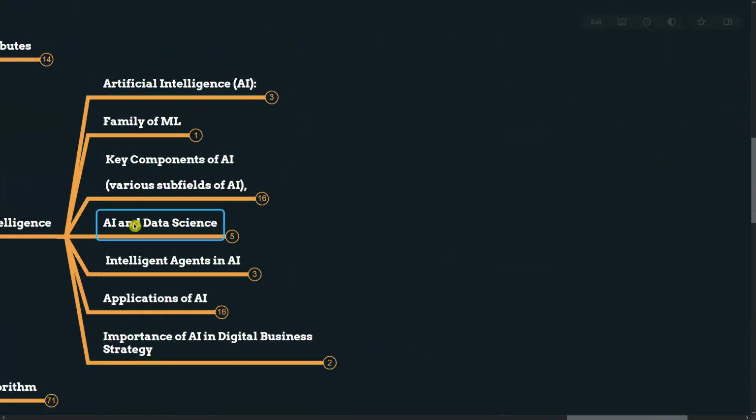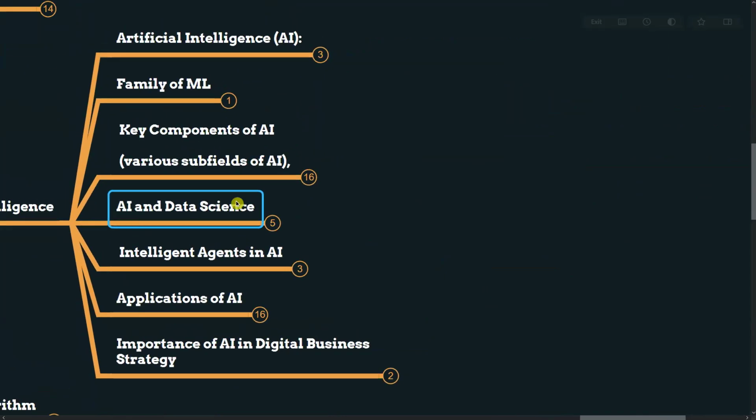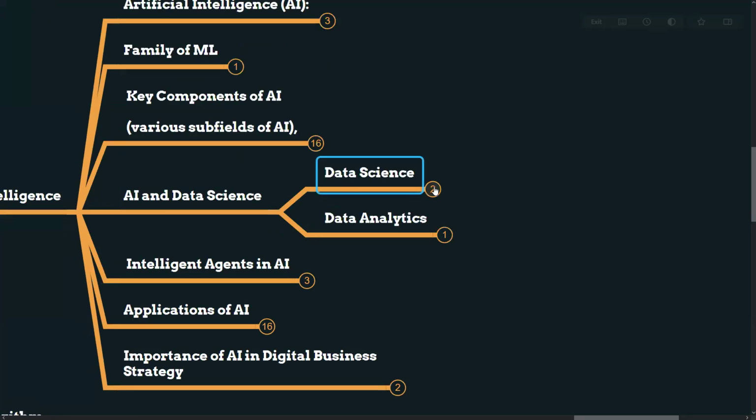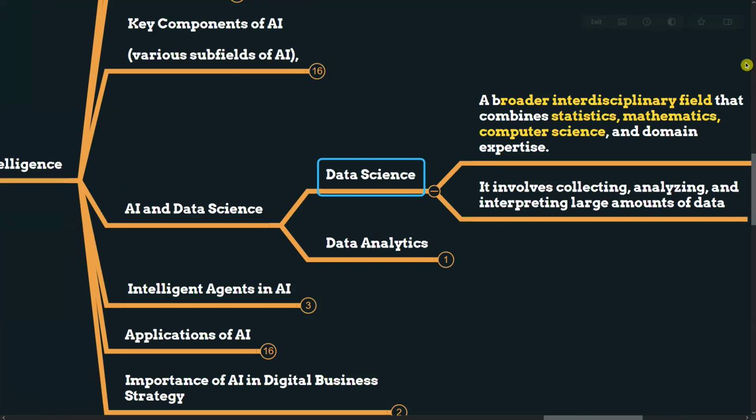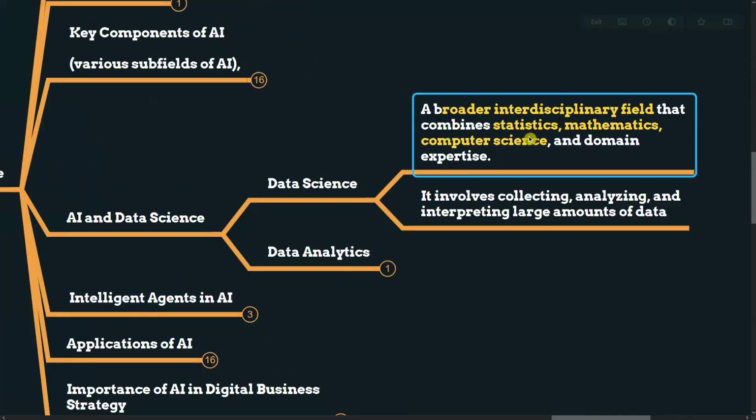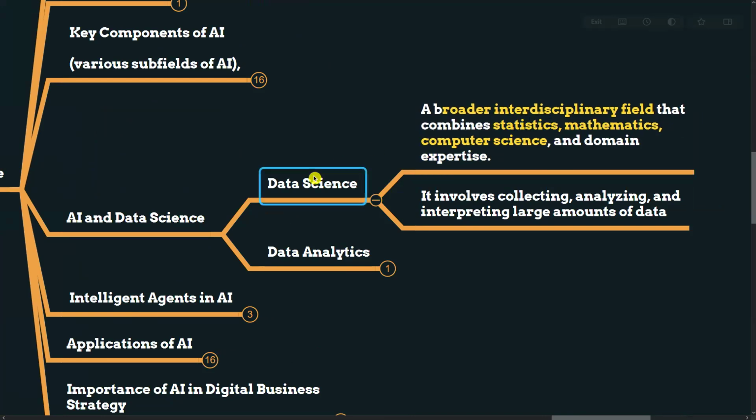Let's move to the next topic, about AI and data science, right? So artificial intelligence and data science. Data science is a broader interdisciplinary field that combines statistics, mathematics, computer science, and domain expertise. So you can see data science is a very big part. Within that, computer science is there, mathematics is there, statistics is there. Combine all of these and we can say data science.